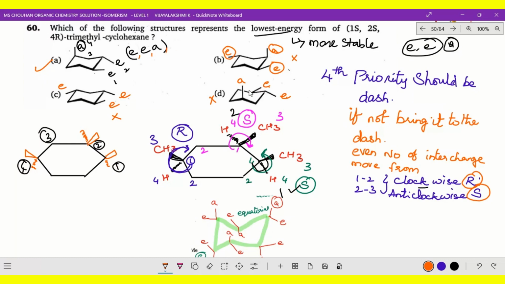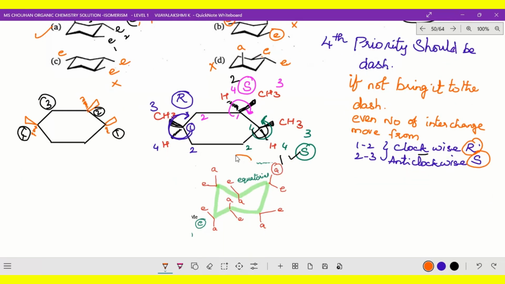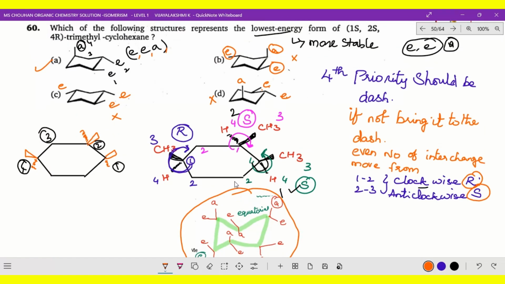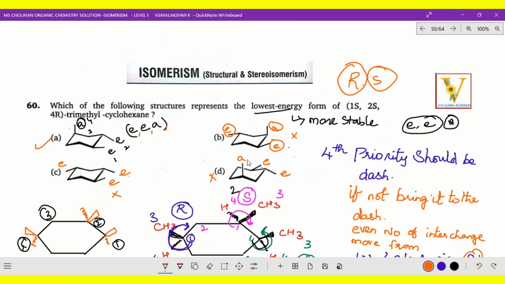Equatorial and axial. Or else here it comes axial, equatorial, but here equatorial, axial. That will be the more stable. You just check with this picture so that it will be easy to remember. So remember this point. I hope you got the clarity about these questions, and thank you for watching.